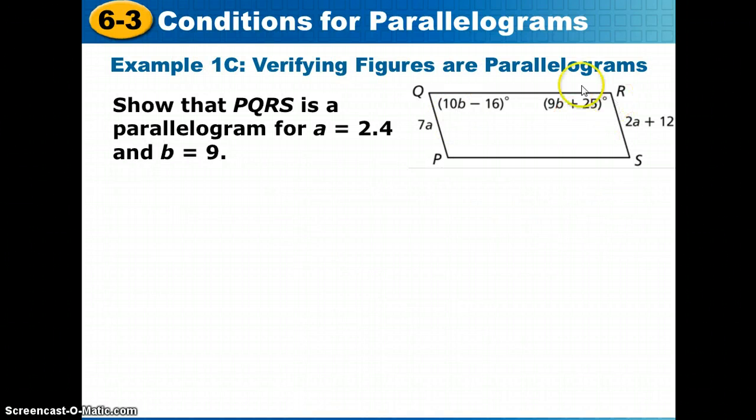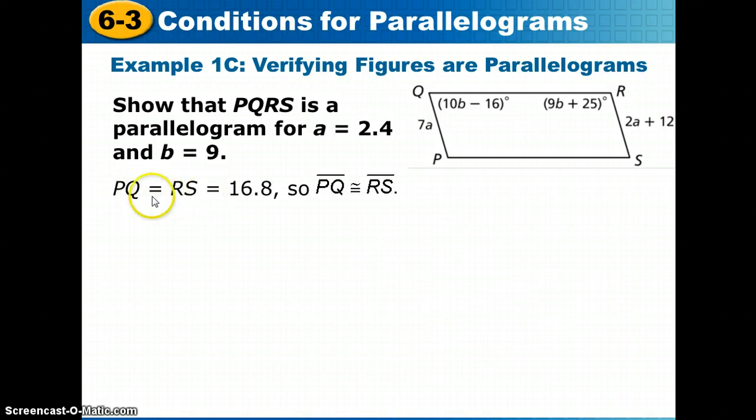On 1c, notice we are given 2 consecutive angles here, and we're given opposite sides here. So here's what we're supposed to do: show that PQRS is a parallelogram for a equaling 2.4 and b equaling 9. Since we are given this, PQ and RS both equal 16.8. Whenever I plug in 2.4 for both of these, 7 times 2.4 is 16.8. 2 times 2.4 plus 12 is also 16.8. So I have congruent sides QP and RS.